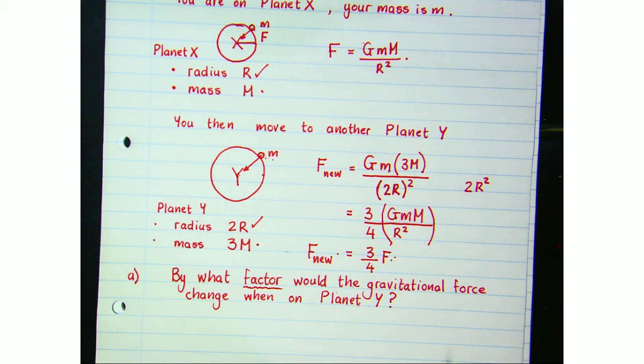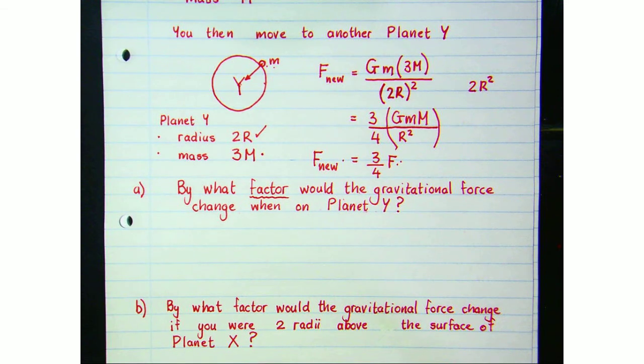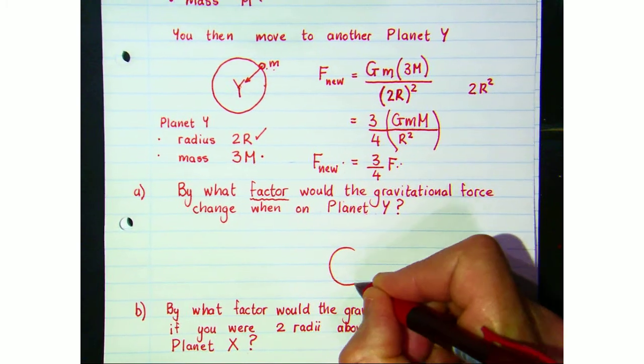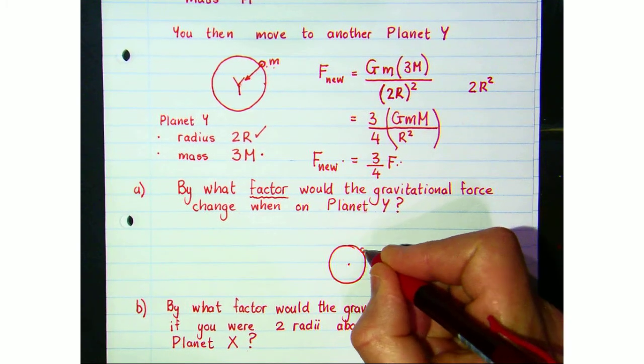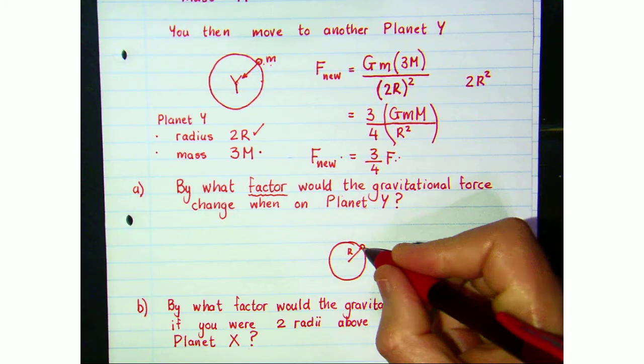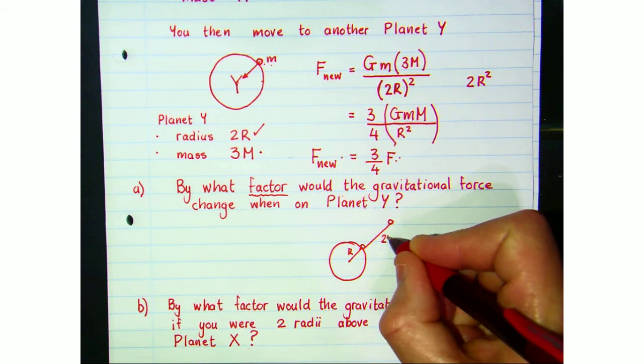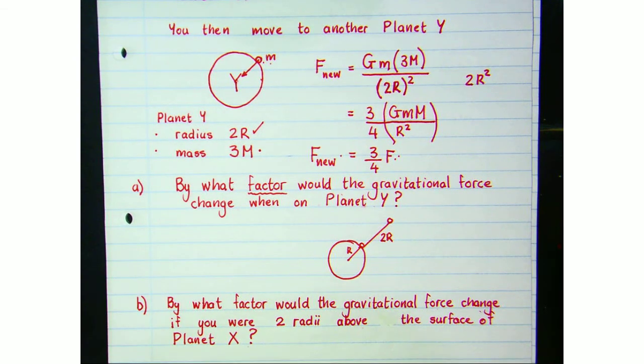The second question is the following. We also need to find another factor. By what factor would the gravitational force change if you were 2 radii above the surface of planet X? So let's go to that picture of planet X. I'll just draw it over here. We've got planet X, and we had that mass on the surface, so it was 1 radius away, and now we're taking that mass to a further 2 radii away from the surface of the planet.